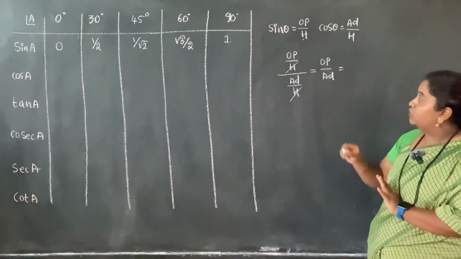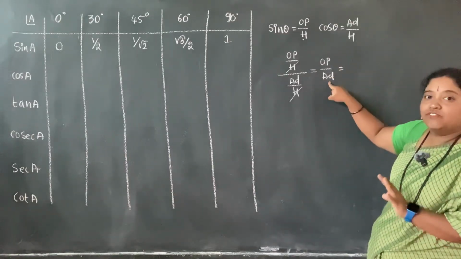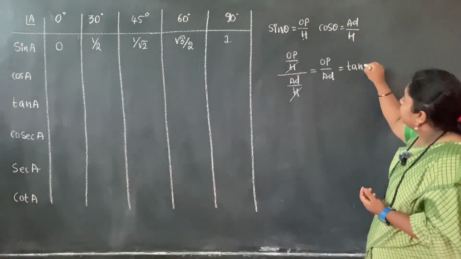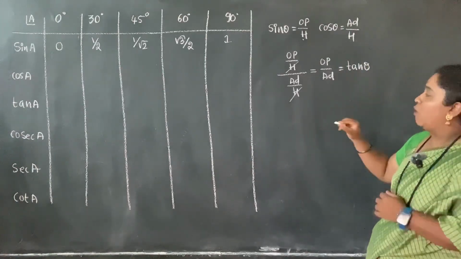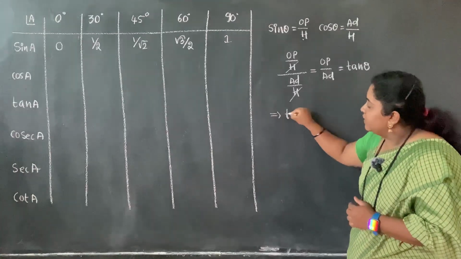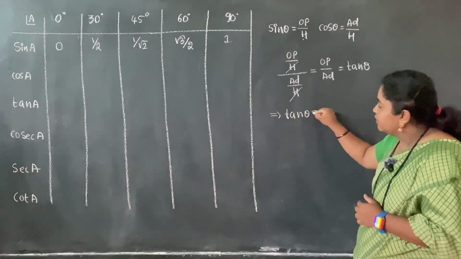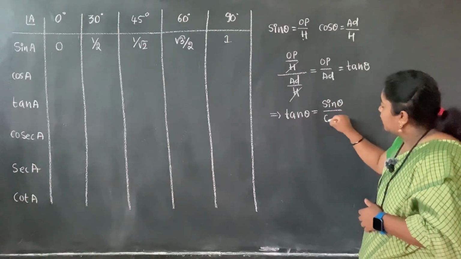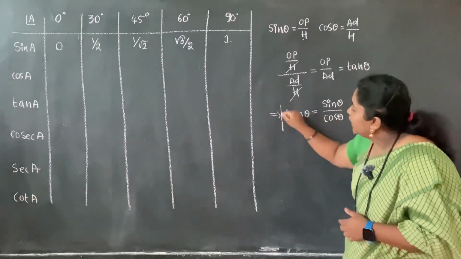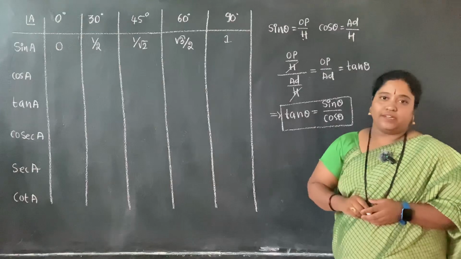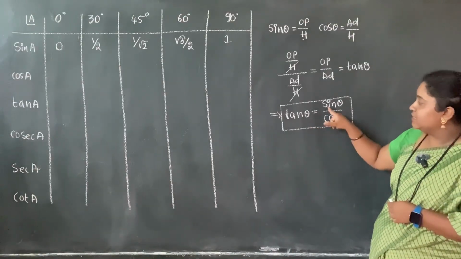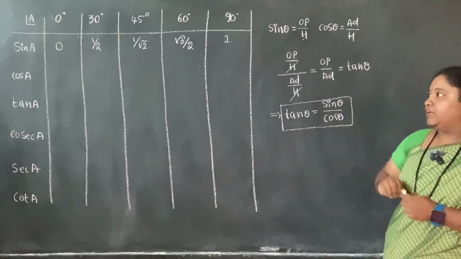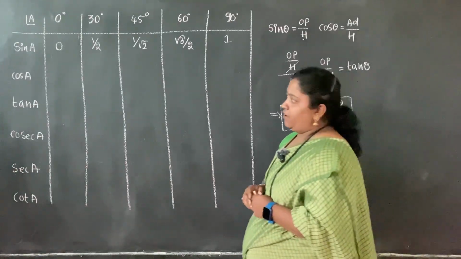You people know that opposite by adjacent gives the relation to which trigonometric ratio? That is tan theta. So overall, tan theta is nothing but sine theta divided by cos theta. You need to remember this relation, dears. Understood? So tan theta is nothing but sine theta divided by cos theta. Now, we'll draw the table.